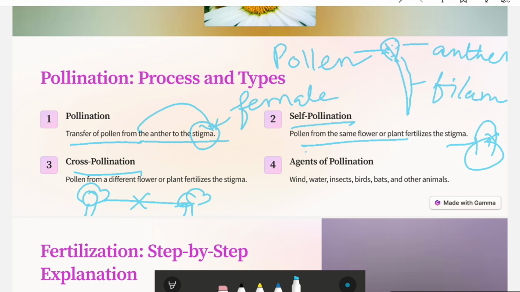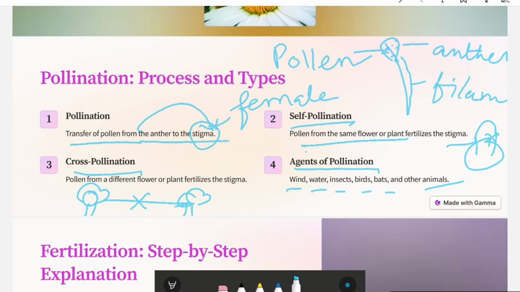So how does pollination take place? What are the methods? Who helps in pollination? There are certain agents of pollination. Pollination also takes place by wind, by air. The pollen is also dispersed by water, by insects, birds, bats and other animals. It is easy to understand that pollination takes place by water: the pollen flows and goes and sticks to the stigma of the female flower.